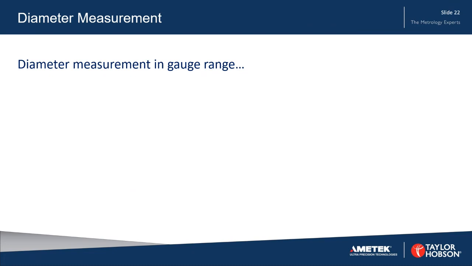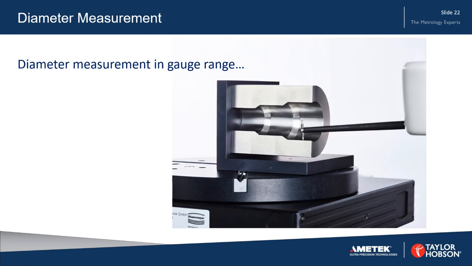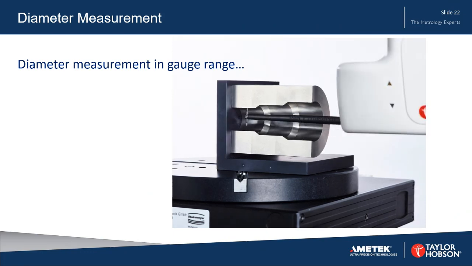We can also do diameter measurement in the gauge range. And in this case, we're measuring internally, and we've taken a side view, we've got a cut looking internally at what we're measuring. It's a cut part, and we're measuring the first diameter, the second diameter, and the third diameter. We then, without moving the column, move the gauge into reverse bias mode to measure the 3 diameters again.